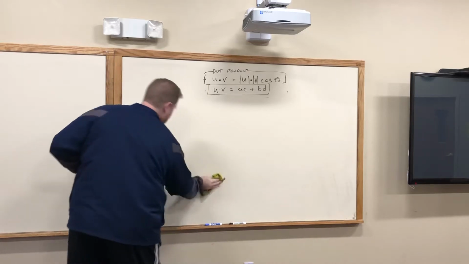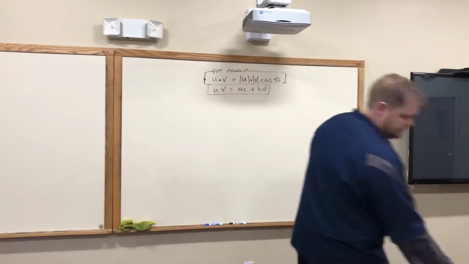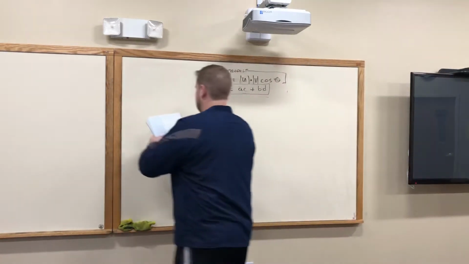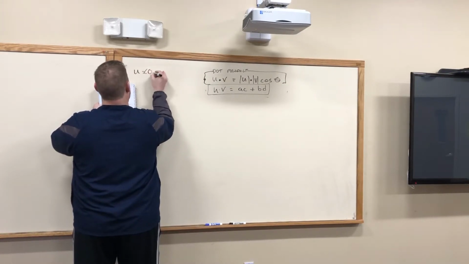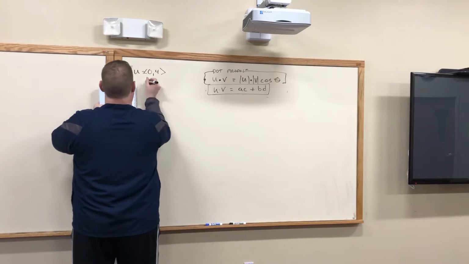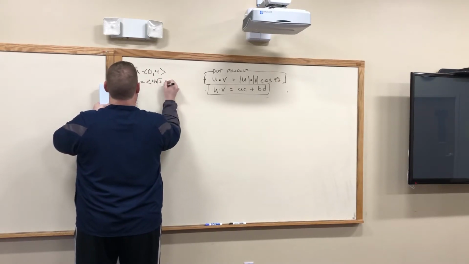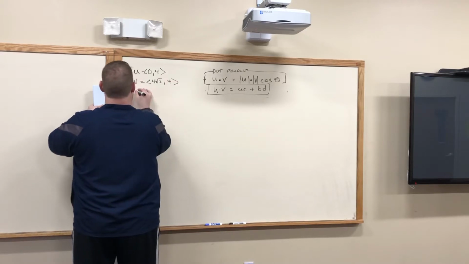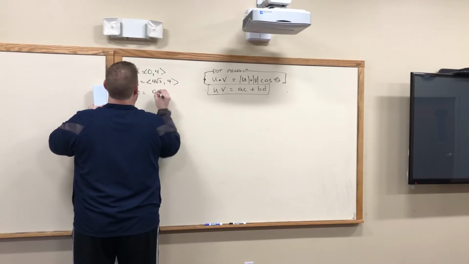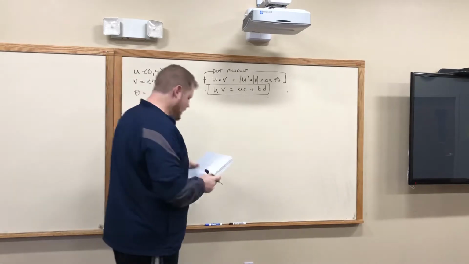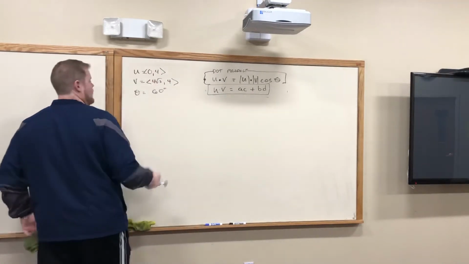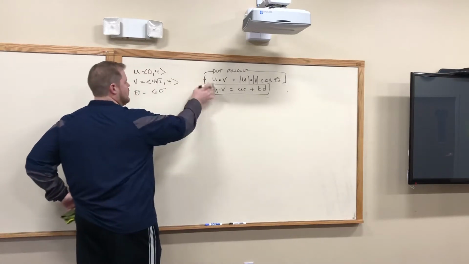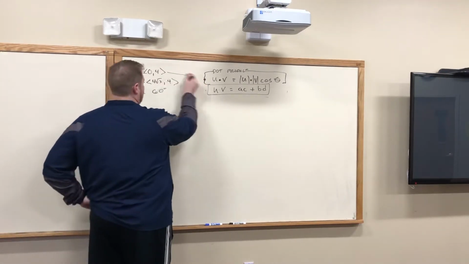Okay, so if they gave a problem to us here of u is 0, 4, and v is 4 square root of 3, 4, and the theta is 60. Okay, so let's solve these. First one. We're going to solve it both methods just for practice. Solve the first one this way, all right?